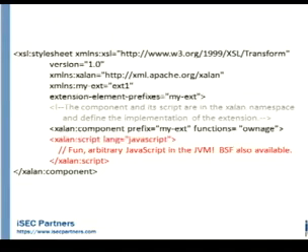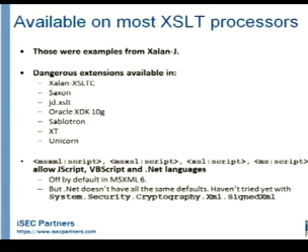Again, these are all valid XML that you can ship in a signature, and the processor will go and check it out, see if the signature works. Those are all examples from Xalan-J, but just about every XSLT processor I've looked at implements a variety of dangerous extensions. You can see a list of some of them there.